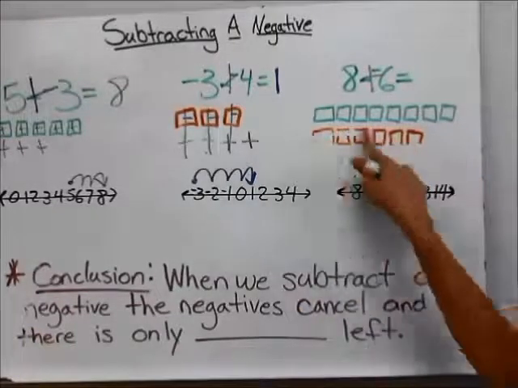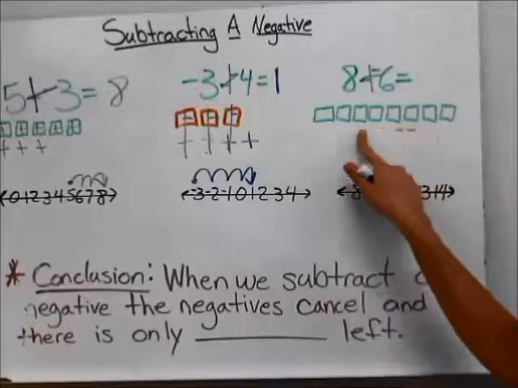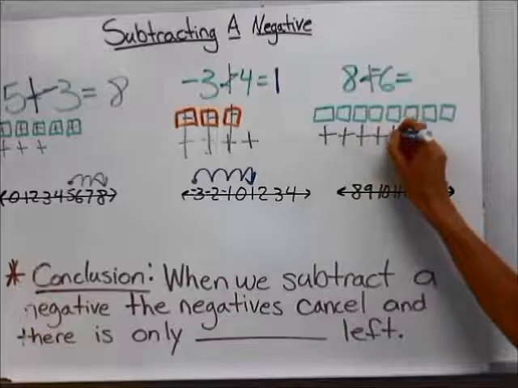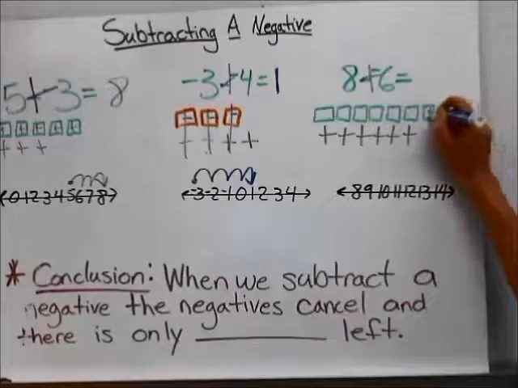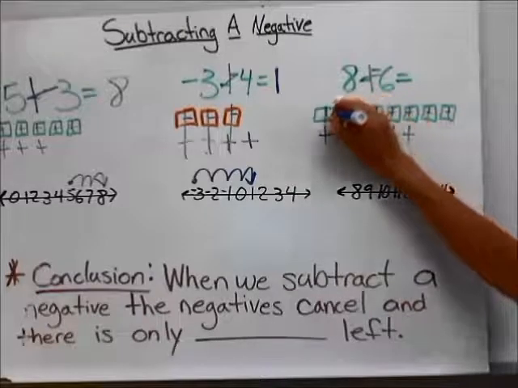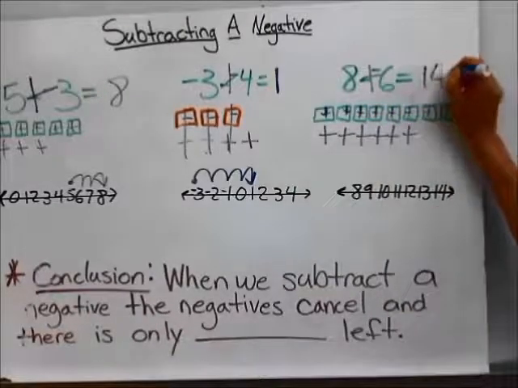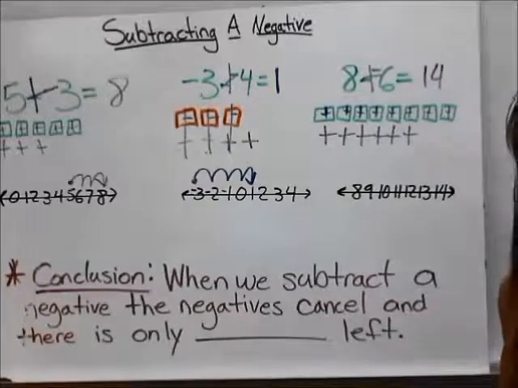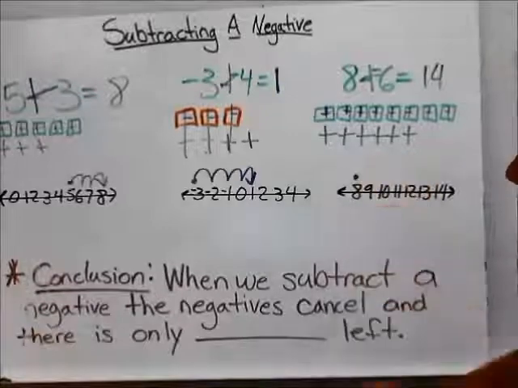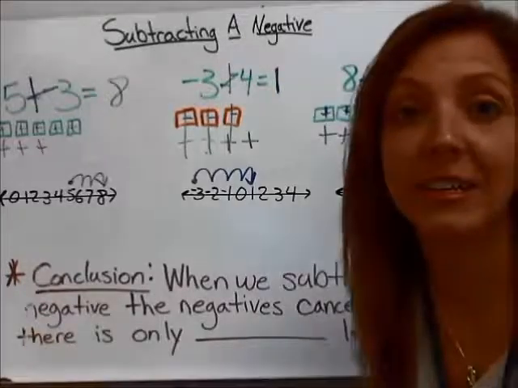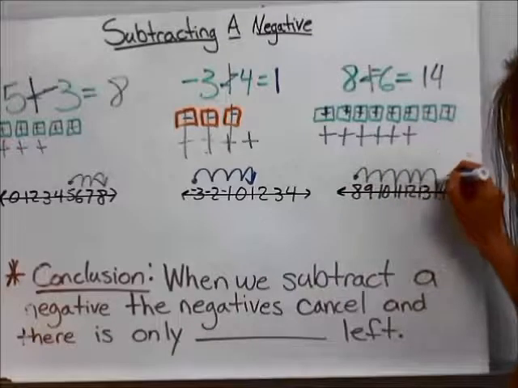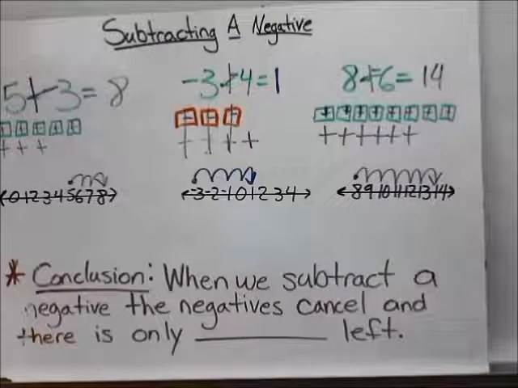So since I'm taking away these negatives, every one of those just became positive. 1, 2, 3, 4, 5, 6 positives. These were already positives. That's 14 positives. Let's jump that on the number line. Start at 8, move in a positive direction, 6 jumps. And I stop at 14.